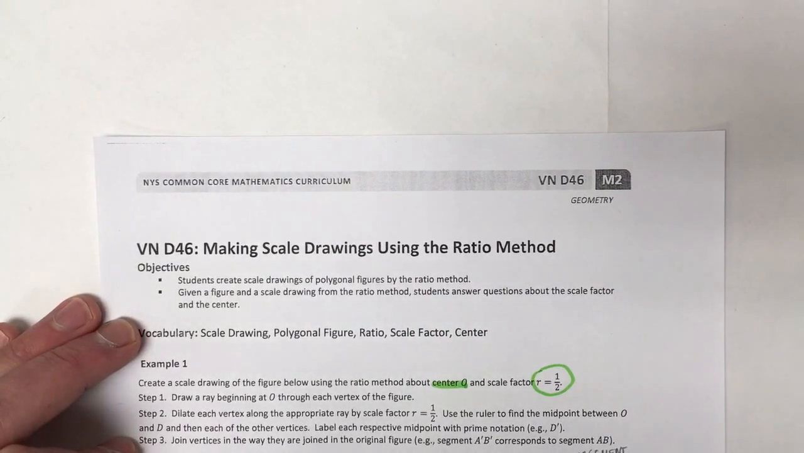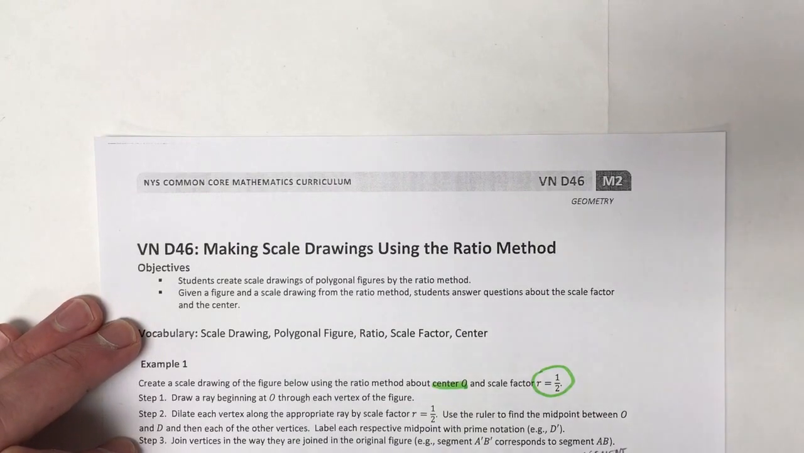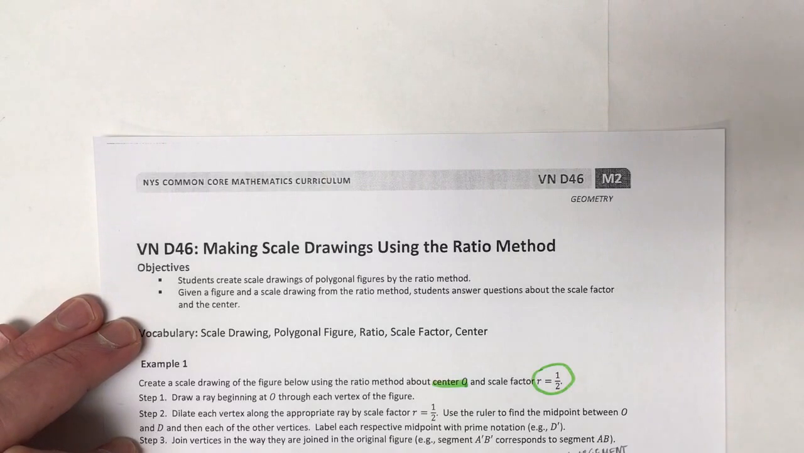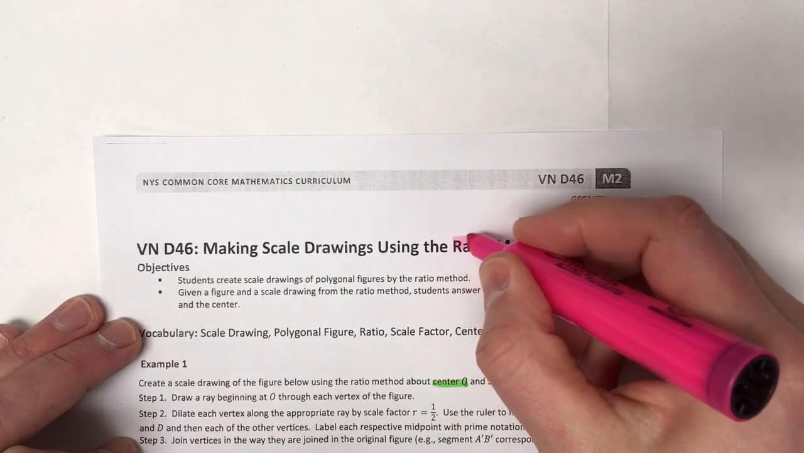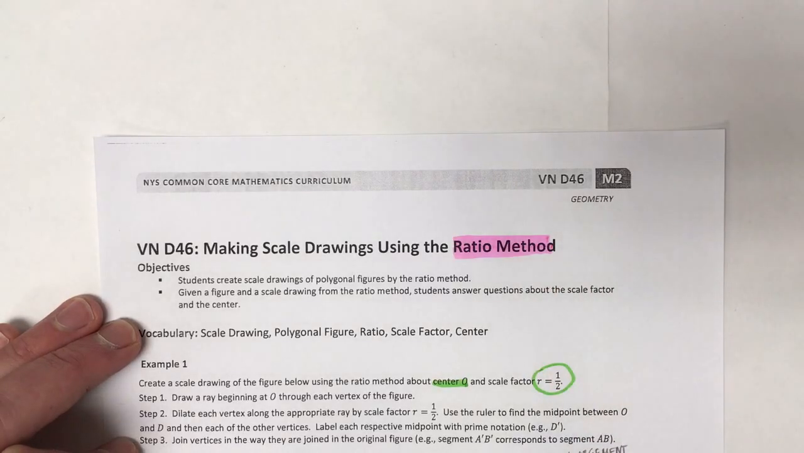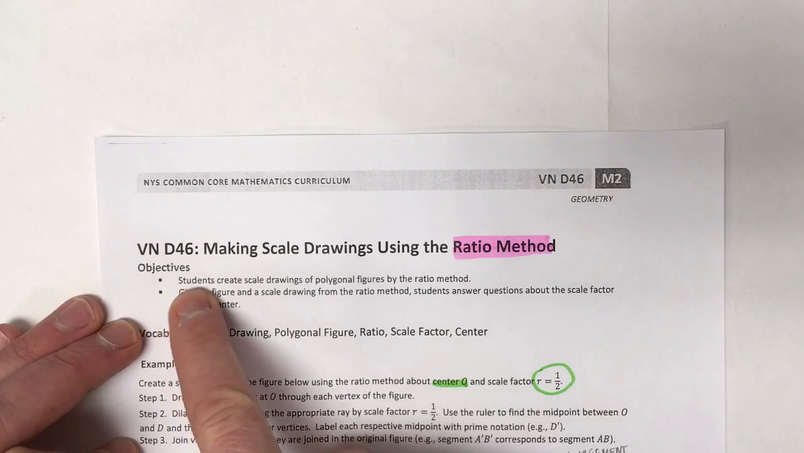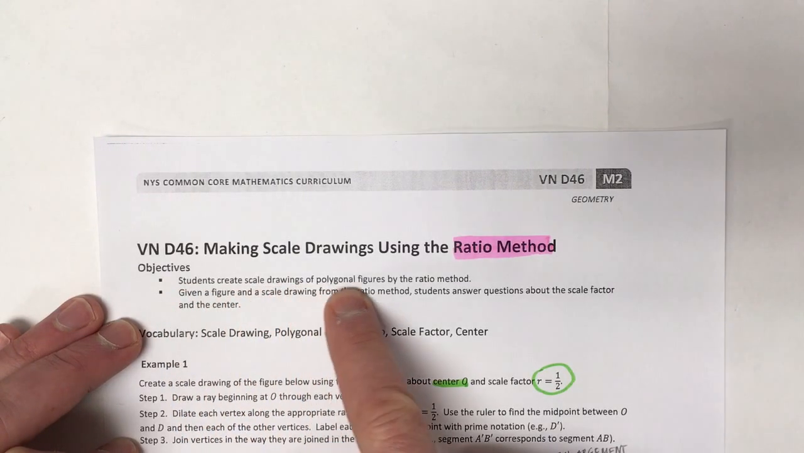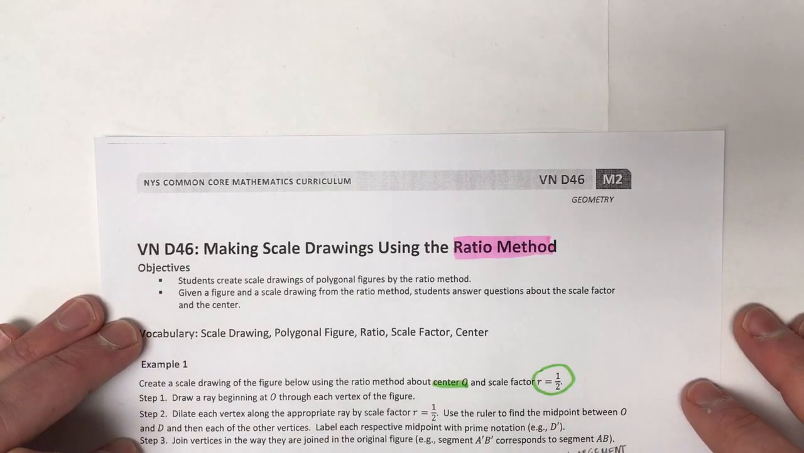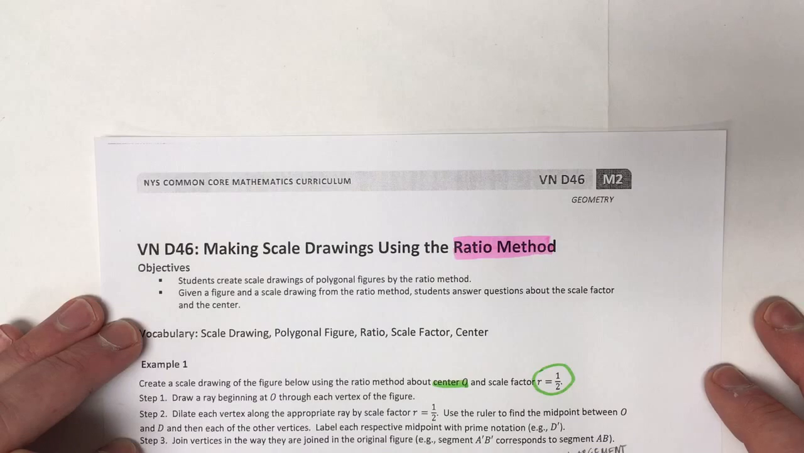Hello. Today we're going to work on dilations again, and this time we're going to use what we call the ratio method. The ratio method is really just taking whatever the scale factor is and computing what the respective line segment would become. So our objectives are: students create scale drawings of polygonal figures by the ratio method, and given a figure and a scale drawing from a ratio method, students can answer questions about the scale factor and the center.